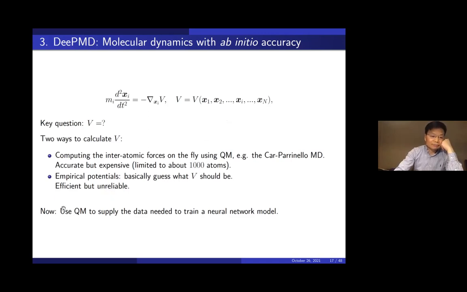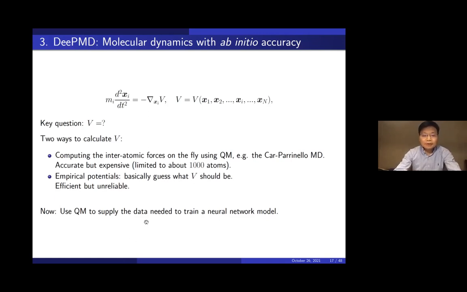The new idea is that we use quantum mechanics models to supply the data, and then use machine learning to approximate this function V, and then do molecular dynamics. There are lots of technicalities involved in implementing this program, but they've been solved pretty well. For example, how do we generate the data? That's one big issue. How do you generate the data in order to get a model that we can trust as much as we trust Schrödinger equations? So that's very much an issue.